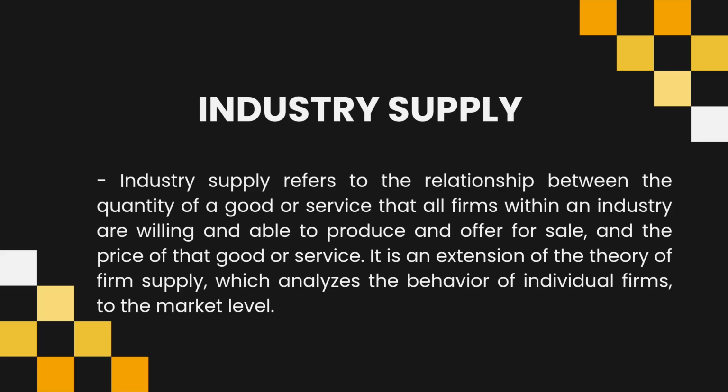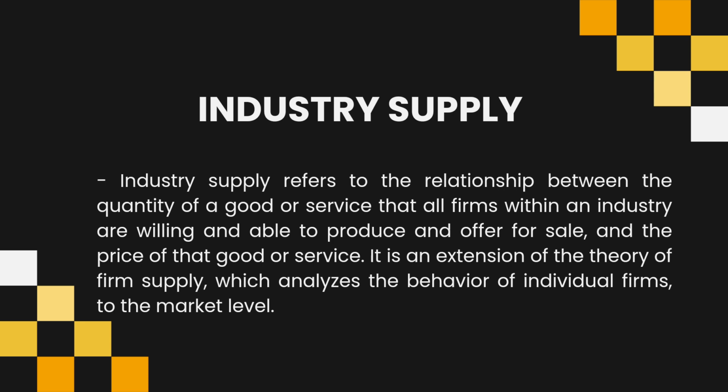The next category of the theory of supply is industry supply. Industry supply refers to the relationship between the quantity of a good or service that all firms within an industry are willing and able to produce and offer for sale, and the price of the good or service. It is an extension of the theory of firm supply, which analyzes the behavior of individual firms, to the market level. The industry supply curve is obtained by summing up the quantity of a good or service that each firm in the industry is willing to produce and sell at different prices, resulting in a curve that shows the relationship between the price of the good or service and the total quantity of the good or service that the industry is willing to produce and sell.